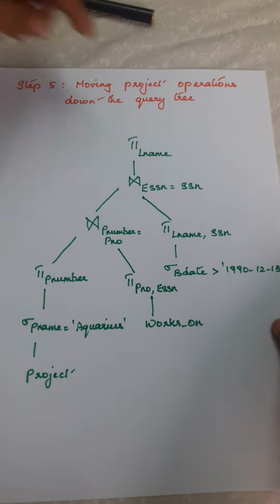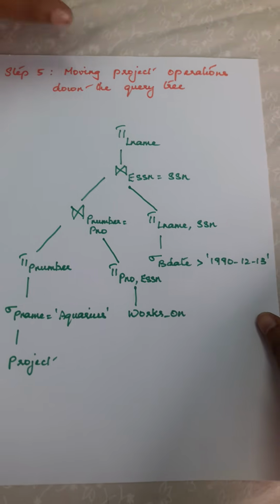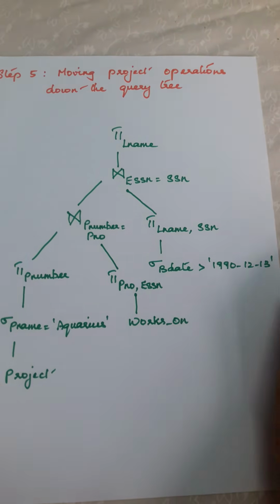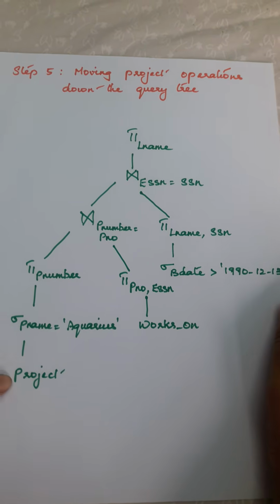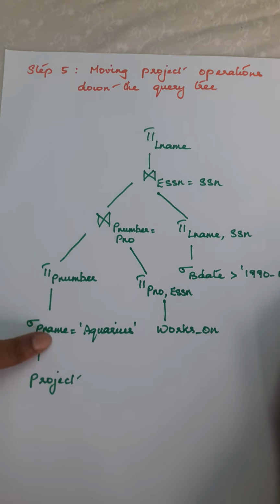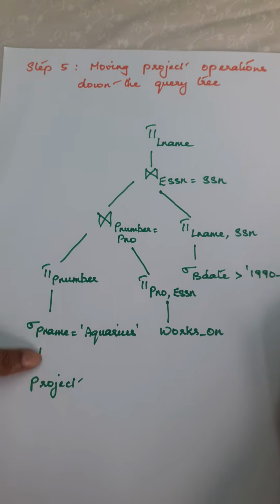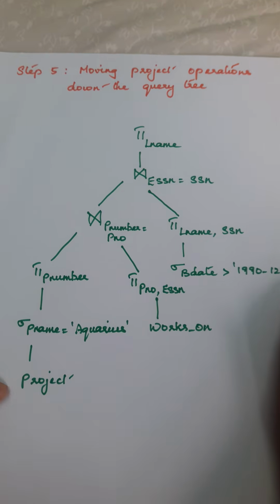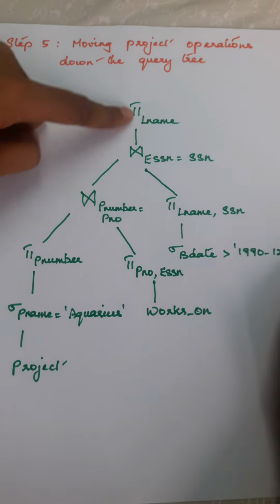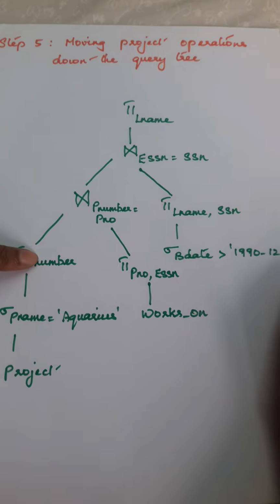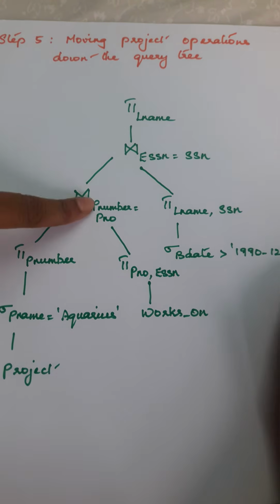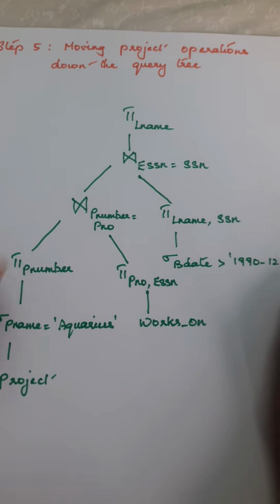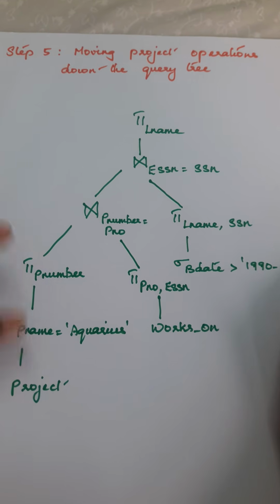Next, it is a final step, moving project operations down the query tree. So in this what we are doing is, rest of the things will be same, but after applying, just see the project table here. In this we'll first apply sigma p name is equal to Aquarius. After that, just see this path till the root node and see which all attributes in the project table will be required for further processing up to root. So here we can see only P number is required. So only P number is required here. So just take only that attribute, P number, and you can discard all the other attributes of project.